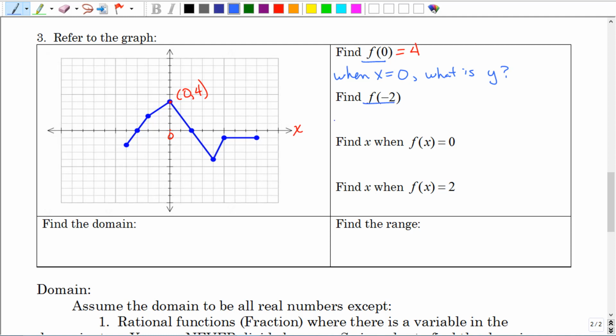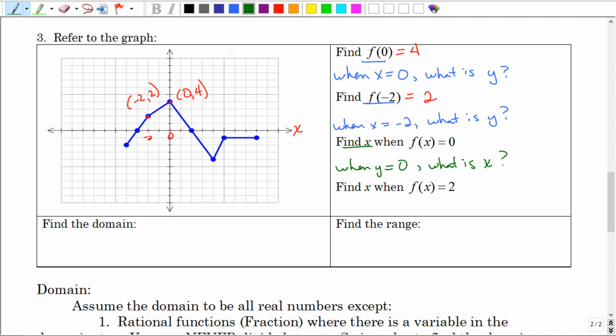This next question says, when x is negative 2, what is y? So again, I go out here at negative 2, and I say, there's a dot. When x is negative 2, y is positive 2. Now the next two questions really are the opposite. This says find x. So this says, when y equals 0, what is x?